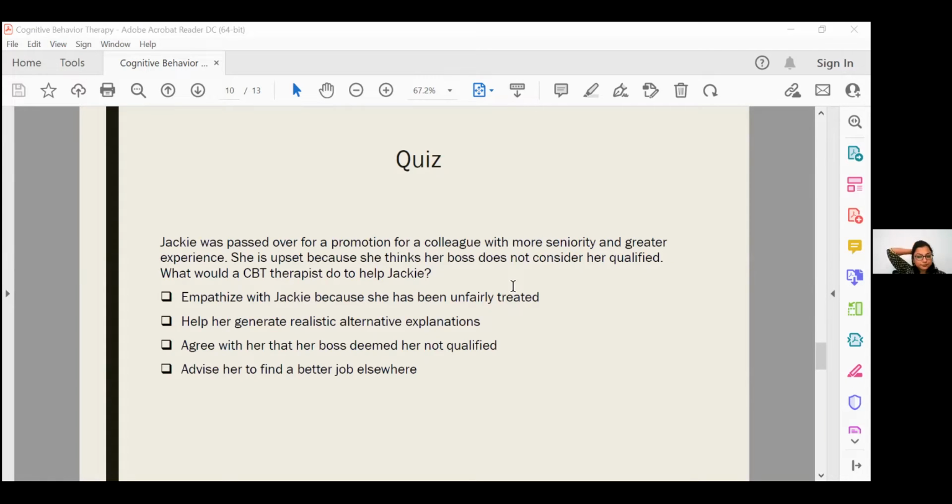This is a scenario. Jackie was passed over for a promotion for a colleague with more seniority and greater experience. She's upset because she thinks her boss does not consider her qualified. What would a CBT therapist do to help Jackie? Empathize? Help her generate realistic alternative explanations? Agree with her that her boss deemed her not qualified? Advise her to find a better job elsewhere? What would you do as a CBT therapist? I think this doesn't have one answer, so you're free to choose two.